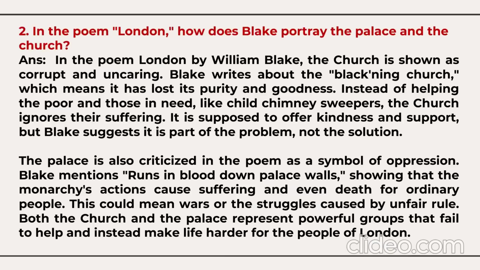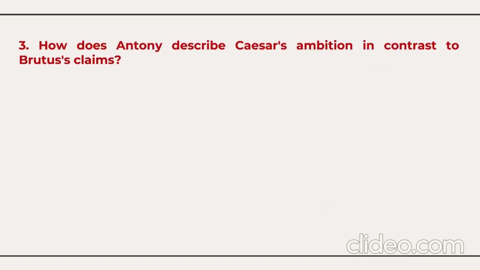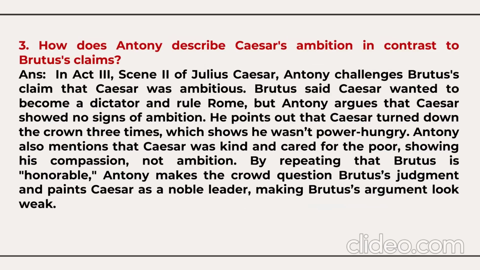Question number 3, 1 minute. How does Antony describe Caesar's ambition in contrast to Brutus' claims? In Act 3, Scene 2 of Julius Caesar, Antony challenges Brutus' claim that Caesar was ambitious. Brutus said Caesar wanted to become a dictator and rule Rome, but Antony argues that Caesar showed no signs of ambition. He points out that Caesar turned down the crown 3 times, which shows he was not power hungry.